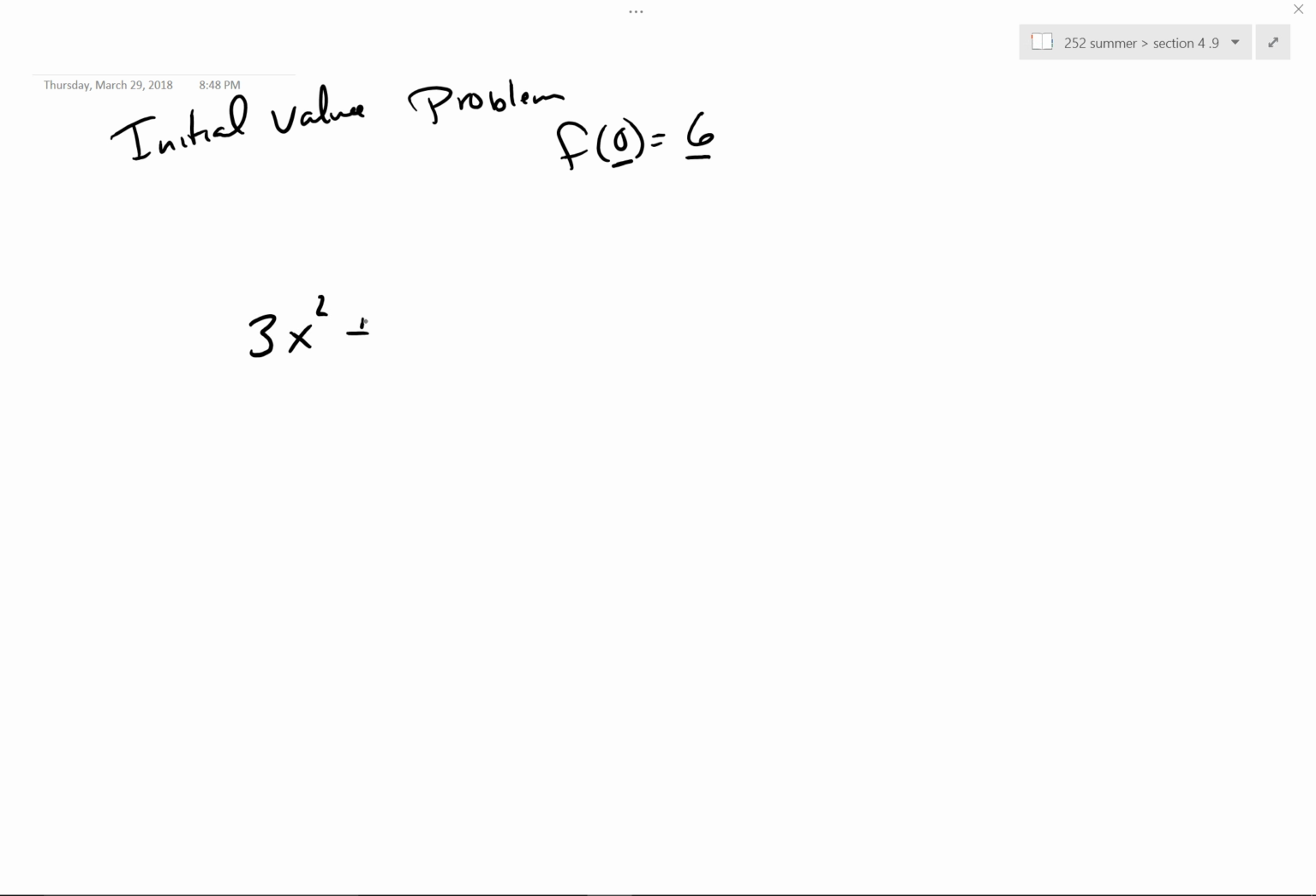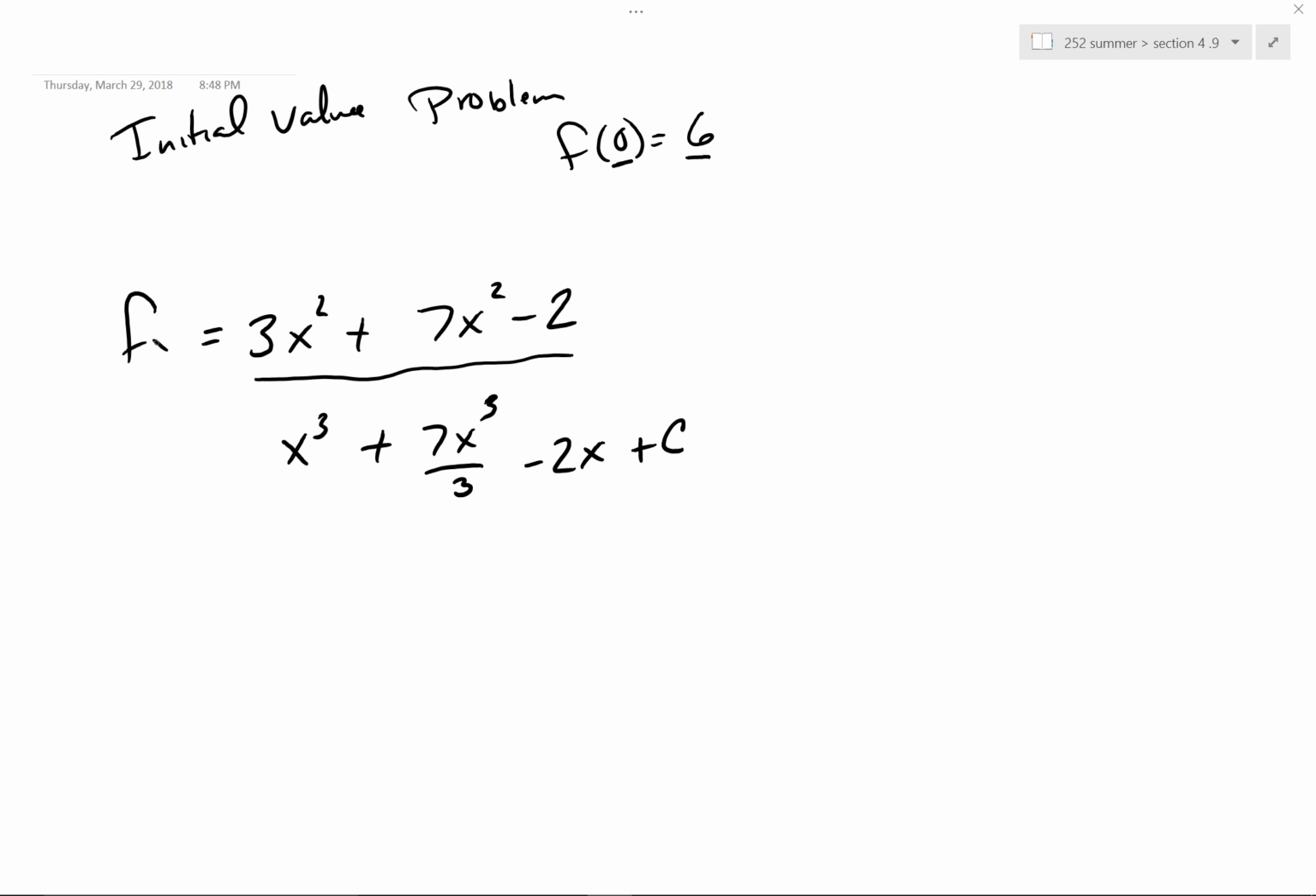So if you had this equation here, and I said find the antiderivative, you would say, well, that's x cubed plus 7x cubed over 3 minus 2x plus a constant. In other words, if this were f prime of x, this would be f of x. Does that make sense? Now, interestingly enough, I want to know what c is. Well, that's a good question.